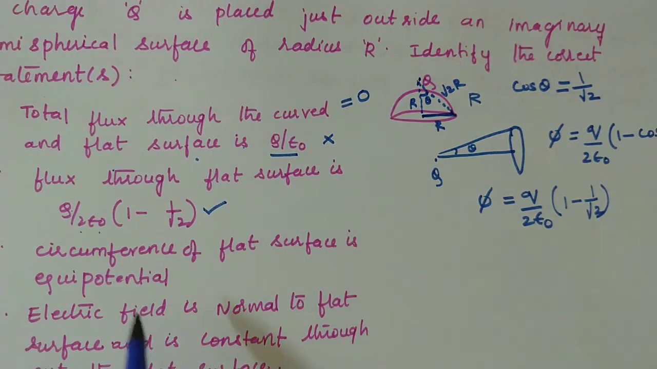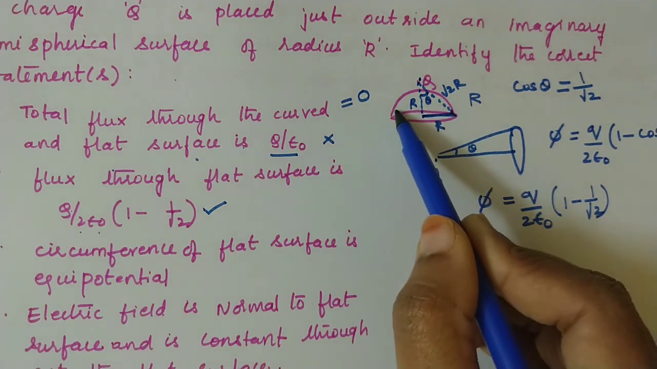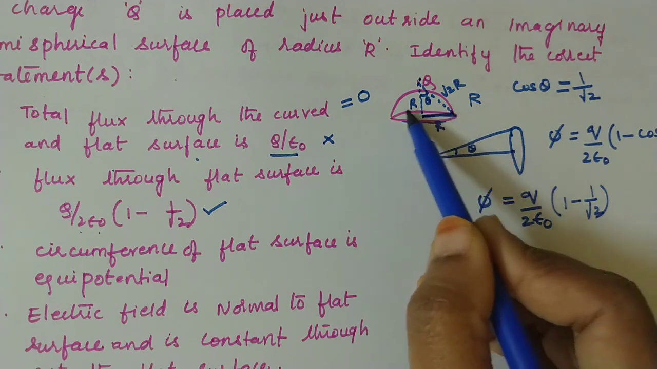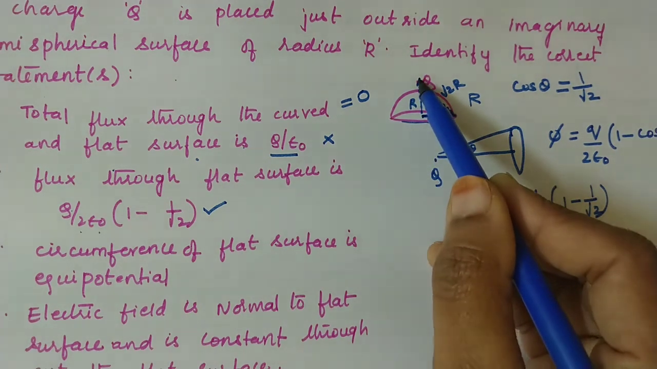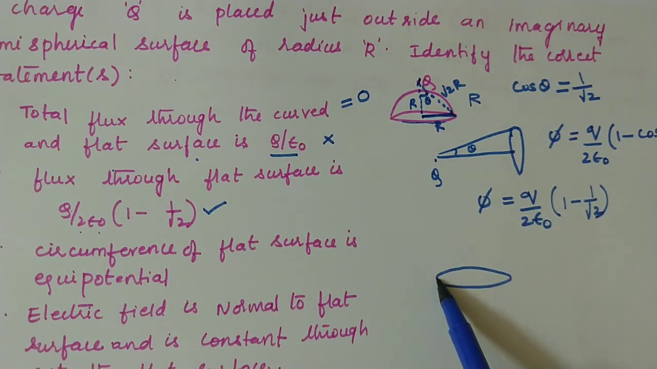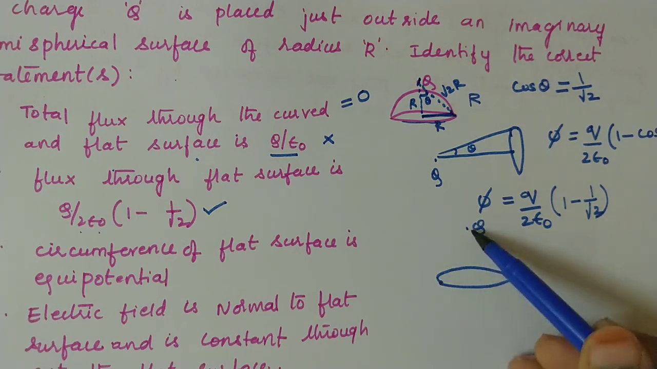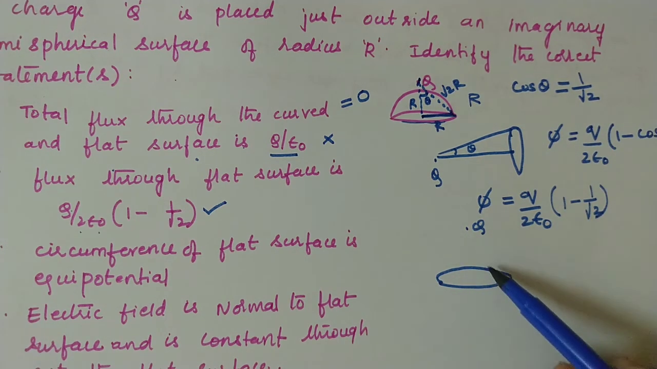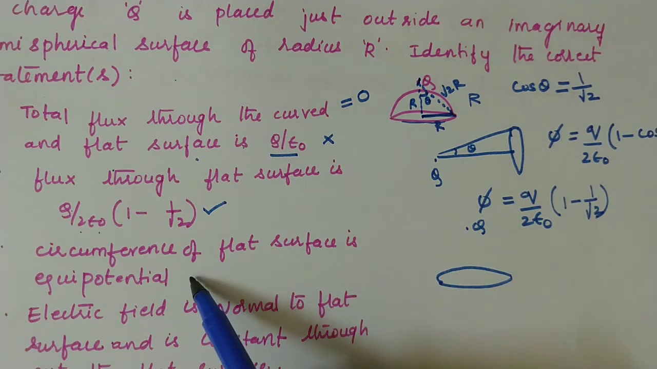Let's check the remaining. Circumference of a flat surface is equipotential. So if you observe this flat surface of a hemisphere, all the points on this flat surface are equidistant from q. Like if this is a circular portion and the charge is here, above it, all the points are at equal distance. Since distance is same, the statement that the flat surface is equipotential is also correct.